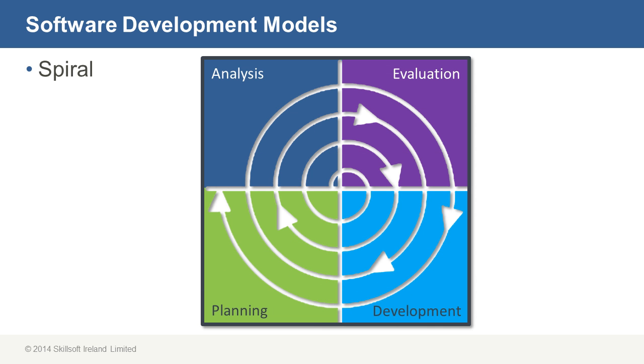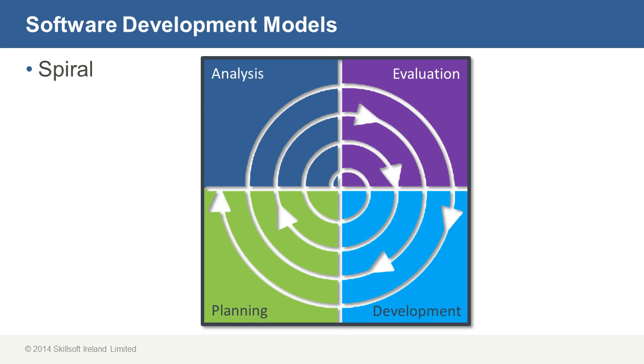Now, the last model we'll look at is the spiral model. And this one combines parts of the waterfall model with parts of an iterative model. And the spiral model was designed for larger projects that have a high amount of risk. So you end up going through 4 phases. There's analysis, evaluation, development, and then planning. And it then continues with these same phases for each new iteration.